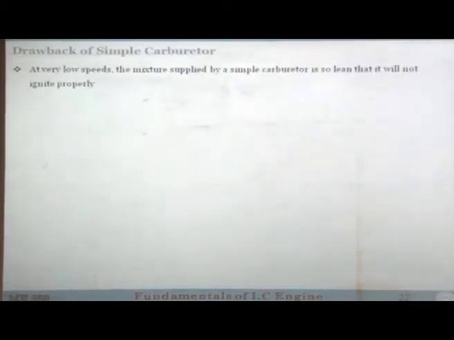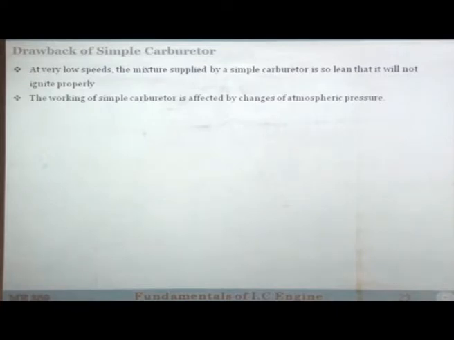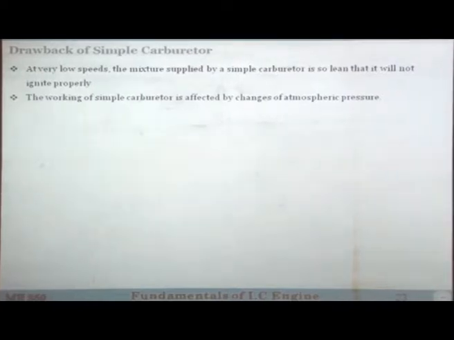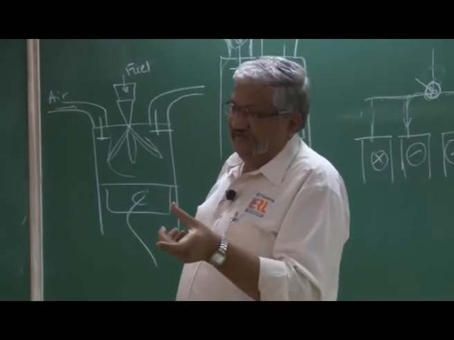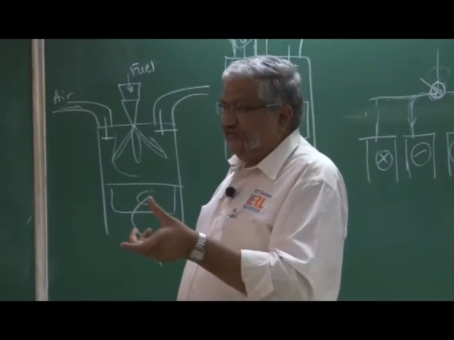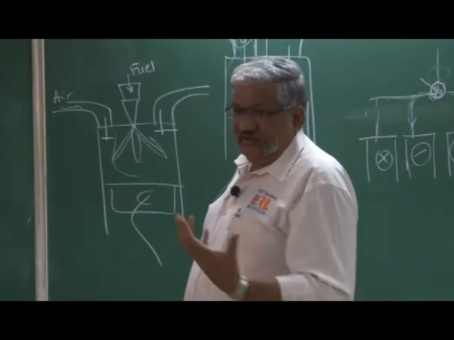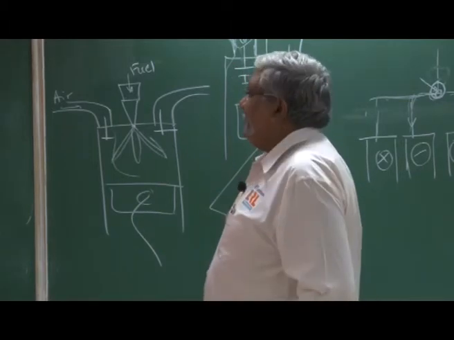Now, what are the drawbacks of a simple carburetor? The drawbacks are that at low speeds, the mixture supplied by a simple carburetor is so lean that it will not ignite properly. The working of a simple carburetor is affected by the change in the atmospheric pressure. If the atmospheric pressure changes, it does not have anything for compensation. If you take it to Shimla or say Ladakh, where the atmospheric pressure may be 0.8 or 0.9 bar, you will have a problem. It works on the carburetor depression. The moment the carburetor depression changes, because now the atmospheric pressure is reduced, its functioning will be affected. You have to retune it.